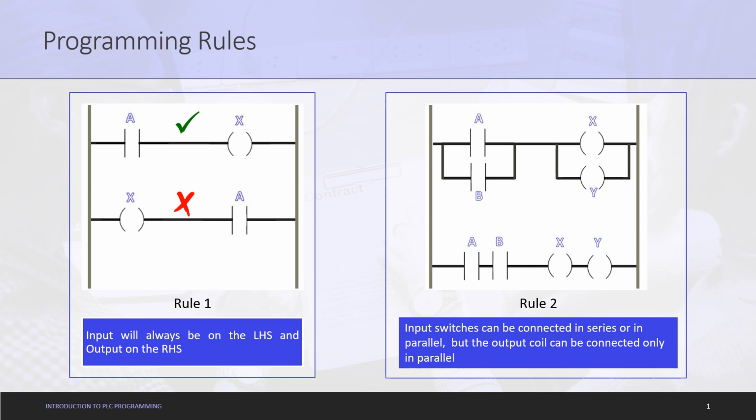The second rule is that the input switches can either be connected in parallel or in series, but the output can only be connected in parallel. We will be looking at the details of this in the coming slides.